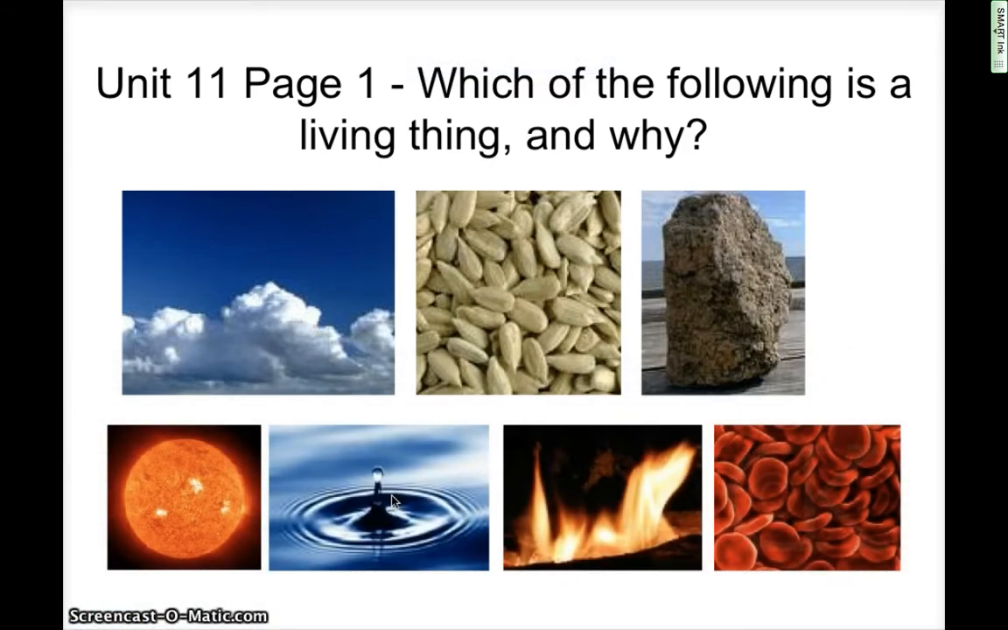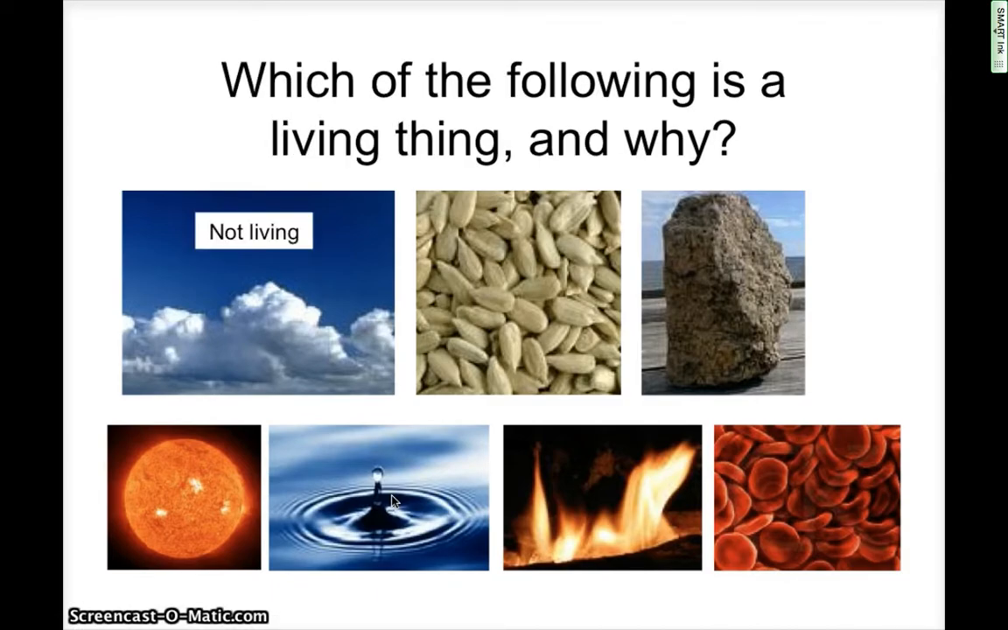All right, so let's review our answers. The first picture of the clouds, is that living or non-living? You should have said not living. Even though clouds do move around, they're not made of cells, they can't reproduce, so they're not technically living things.